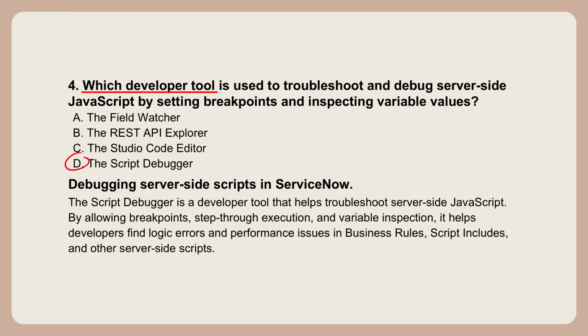Freeze frame. Then you can step through the code line by line, see exactly what values variables hold at any given moment. It gives you this granular view to figure out precisely how a script is running, or maybe why it's not running the way you expect. Crucial for finding those logic flaws. Definitely. Helps pinpoint and fix issues in things like business rules or script includes, those really core server-side bits.